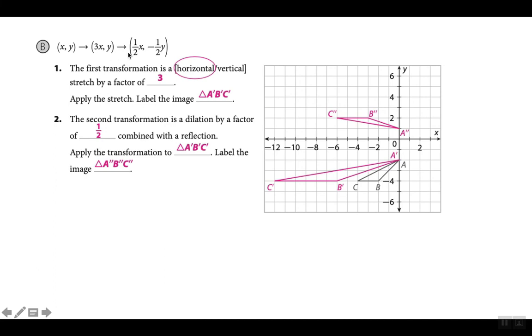Okay, then the second one is a combination of two things. They're multiplying the x and the y by 1/2, so it's a dilation by a factor of 1/2. Notice that the negative sign is not written here. They just wrote by what number you multiplied it by, which is 1/2. What the negative sign does is a reflection. So it's a dilation combined with a reflection. The negative sign in front of the y coordinate means it's a reflection over the x-axis.